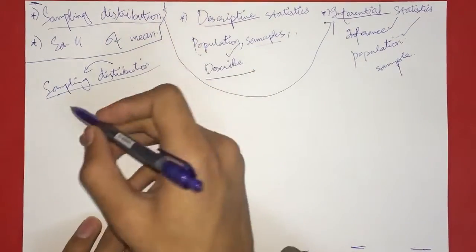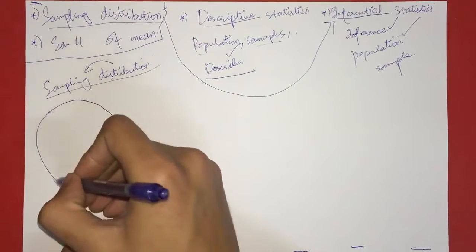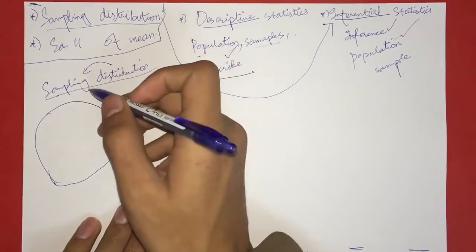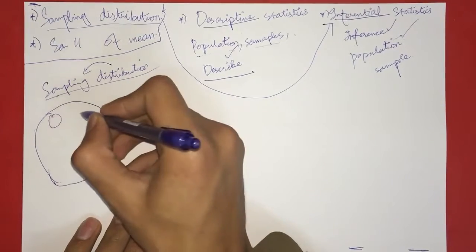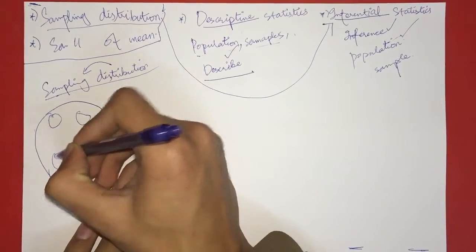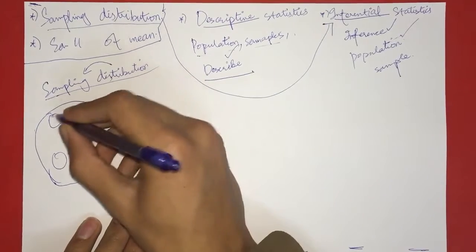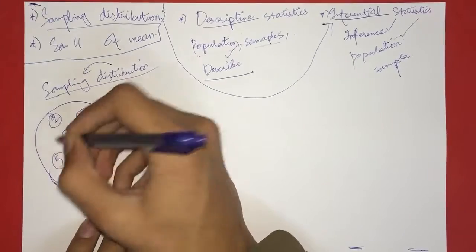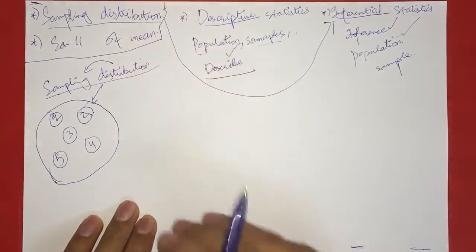So for example, there's a population, and you have certain samples inside. Let's say that you have 1, 2, 3, and 4, and let's say 5. So this is 1, 2, 3, 4 and 5. Let's say this is your total population.